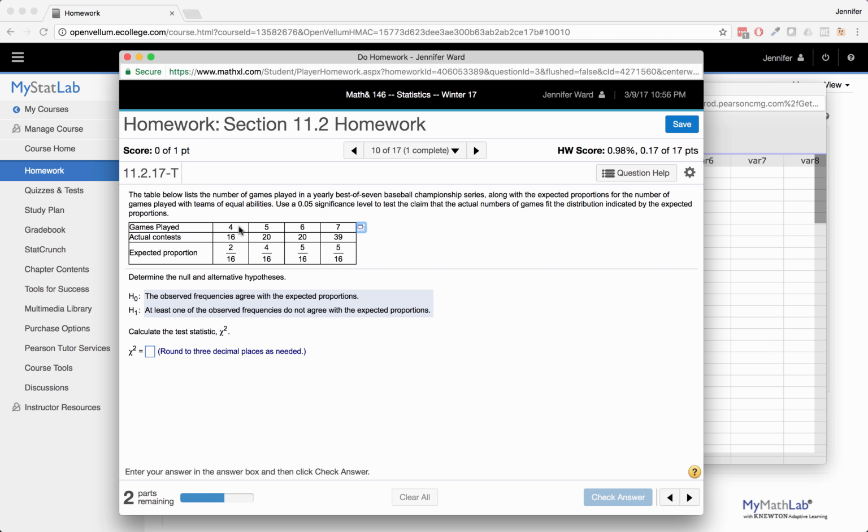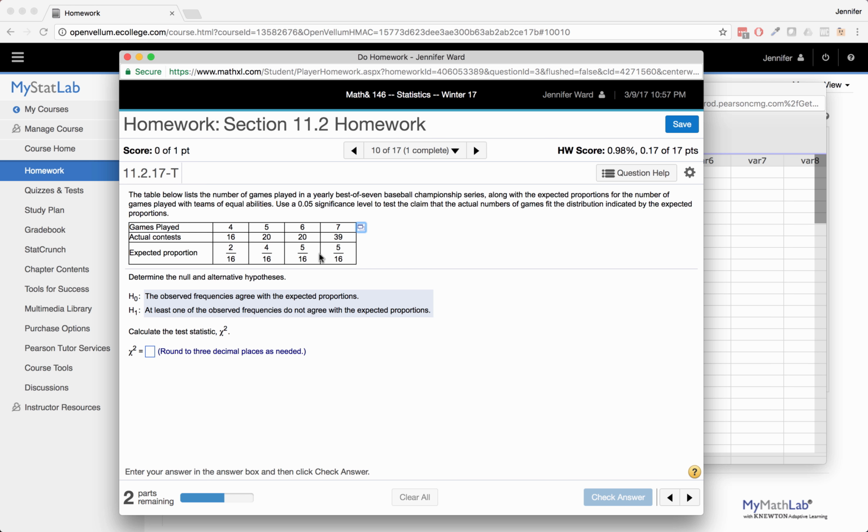Sometimes 4 games are played in this best of 7. Sometimes 5 games get played in best of 7, or 6 or 7. And then down at the bottom of the table, we have the expected proportion. So if we're looking at teams of equal abilities, someone has come up with a probability of achieving 4 games in a best of 7 series. So it looks like to have 4 games played, it's a 2 out of 16 chance. If 5 games are played, it's a 4 out of 16 chance, and then 6 or 7 games each have a 5 out of 16 chance of occurring.